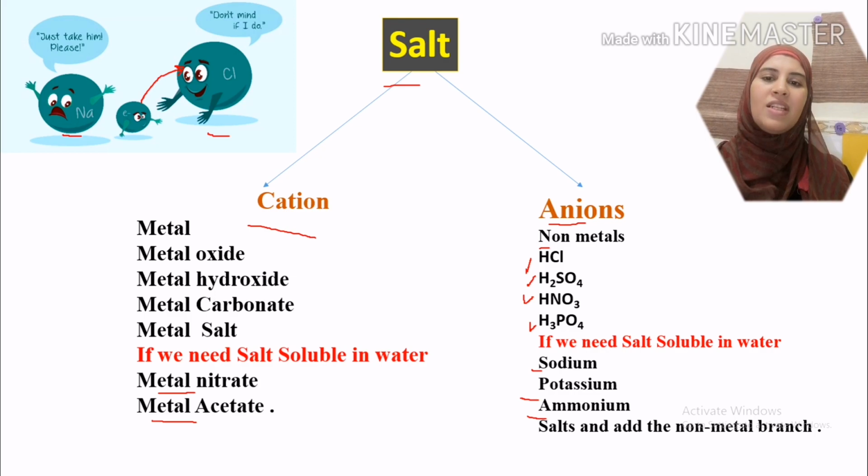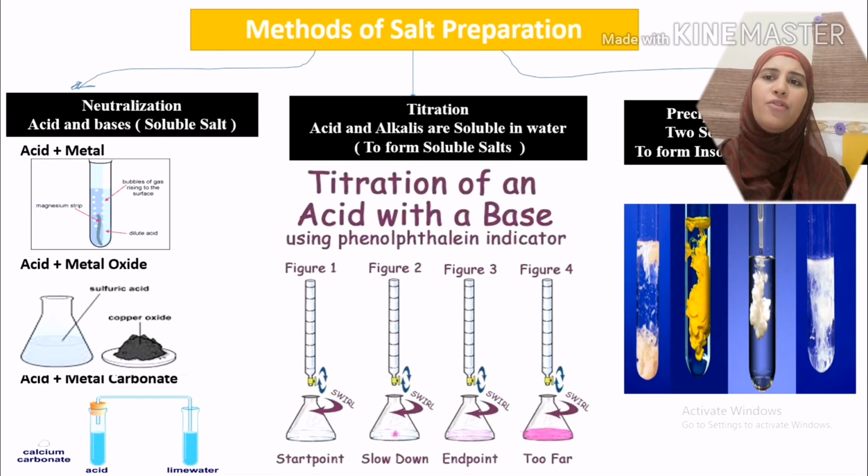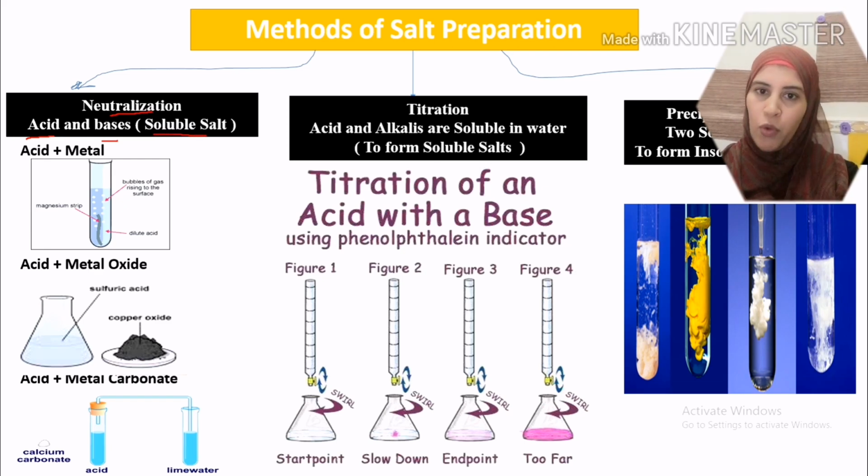Now we will start explaining in general the different types of preparing salts inside the lab. At first we have the neutralization reaction. In a neutralization reaction we react acid plus base. Our base is insoluble in water, to form a soluble salt. At first we can react a metal like magnesium plus acid to form salt plus water.